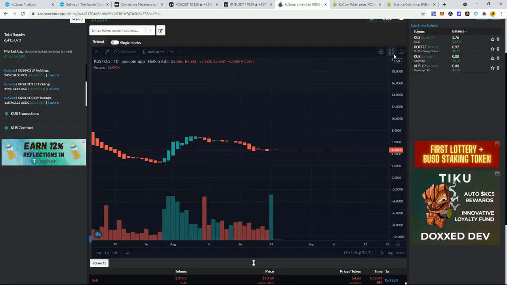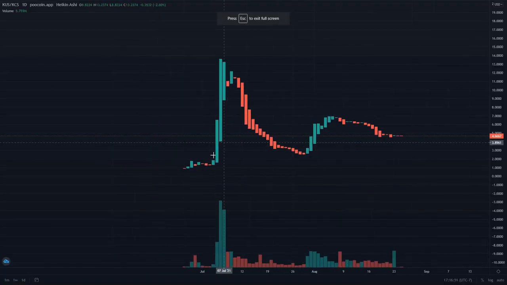All right, and we look at the KuSwap token price. This one had a big run up to start, a lot of hype, and then it consolidated. But we have kind of found some support here and are hovering on this support line at about $4.50, $4.60. So it's looking good.